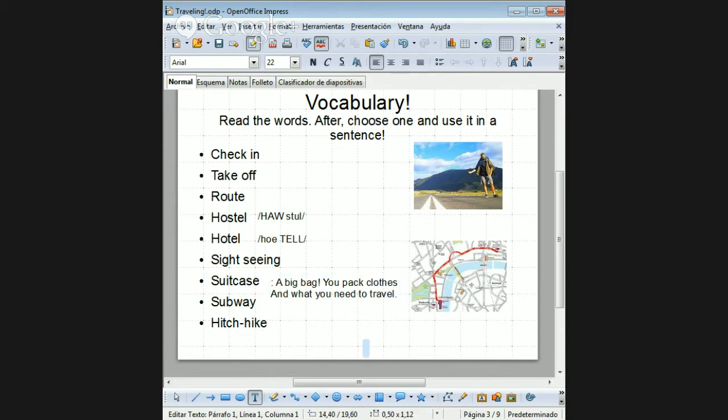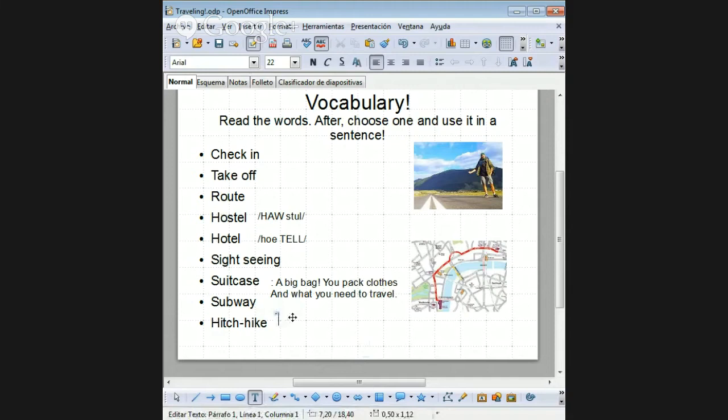And hitchhike. What's hitchhike? Hike, I don't remember, but probably is when you go to walk, when you go walking, mountain. Okay, close. Does anybody else have a better idea of what hitchhiking is? What's hitchhiking?